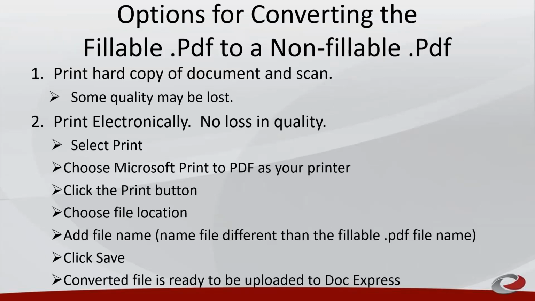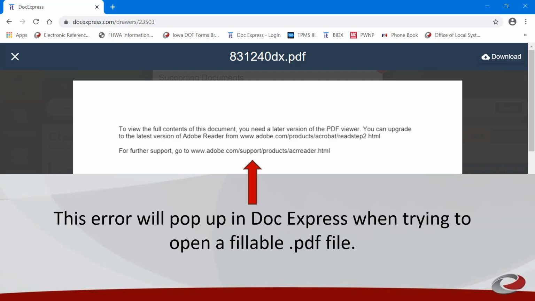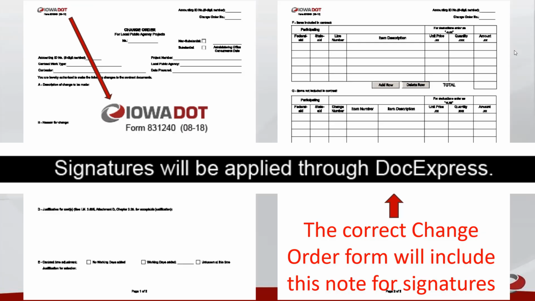The first option is to print the final draft and scan it. The second option is to print as a PDF. Select print, choose print to a PDF as your printer, click print, choose the file location, add the file name, click save, and it is ready to upload to DocExpress. If not converted to a non-fillable PDF, this error message will appear on your screen. The correct change order will display this message on the last page.